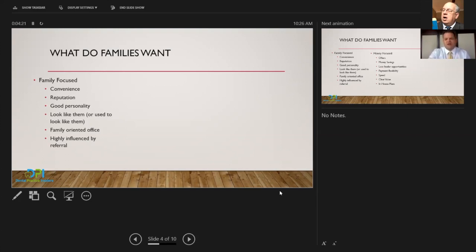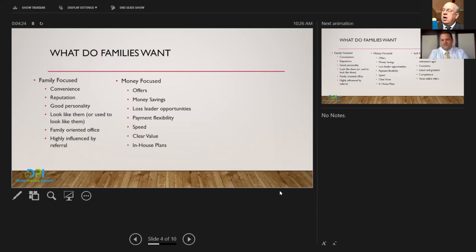Okay, so let's talk about money-focused families. Money-focused families, and I think most people immediately think that this is a low-income family, but often is not the case. Sometimes some of the highest income families are super money focused in that they want to make sure they're getting a great value for the dollars that they're spending. Money focused practices are always looking for an offer. They're looking for often a money savings offer, and we'll see some examples of that here in a few minutes. They're looking for loss leader opportunities. They're looking for that, hey, you'll get this free if you come in for the free consultation or some of those things. That's what they're looking at.